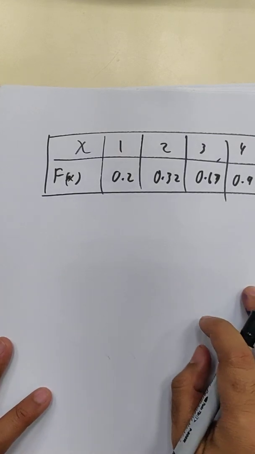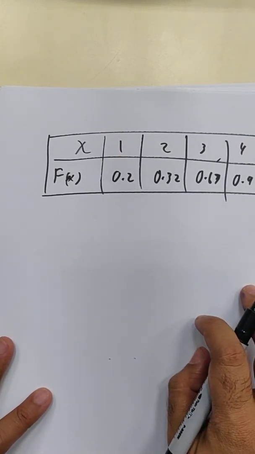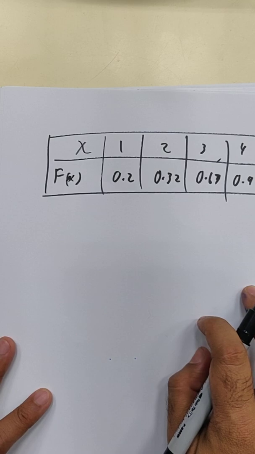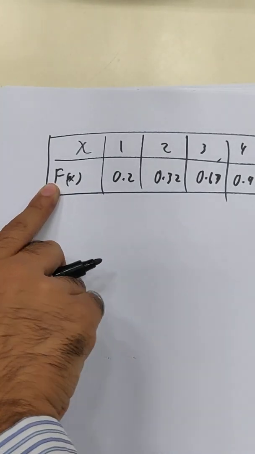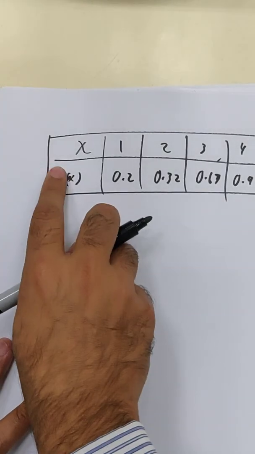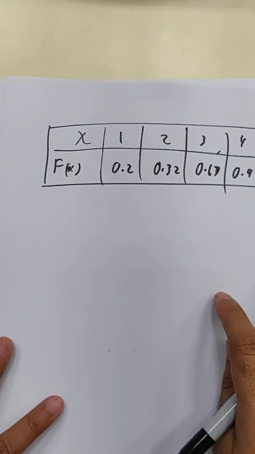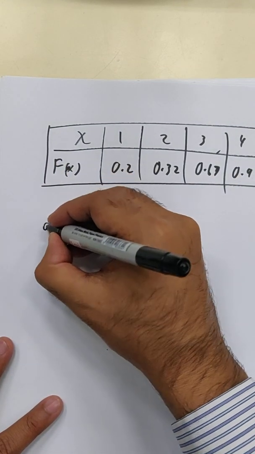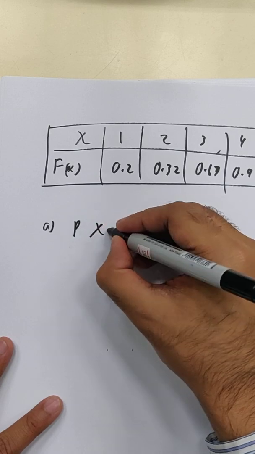Is it cumulative or non-cumulative? Cumulative. Why is it cumulative? It's a big F here, or capital F, okay?